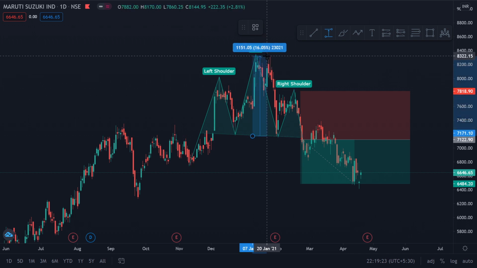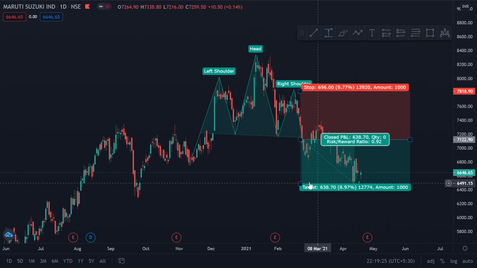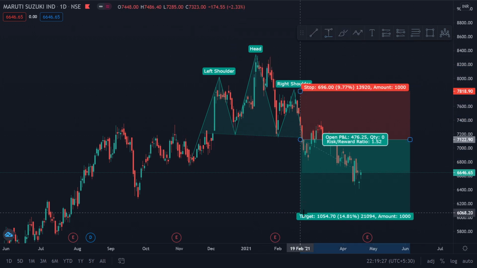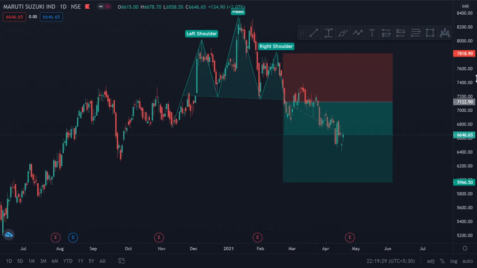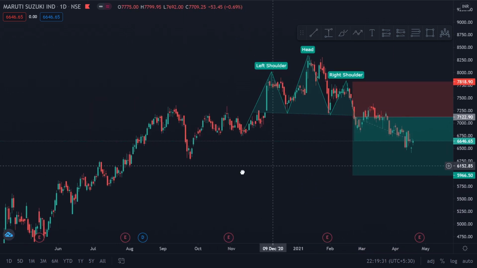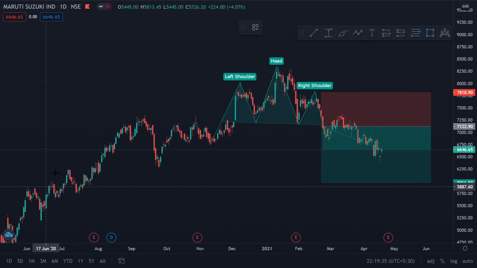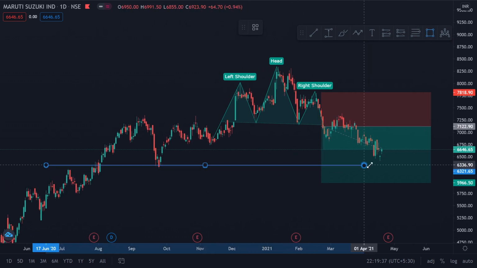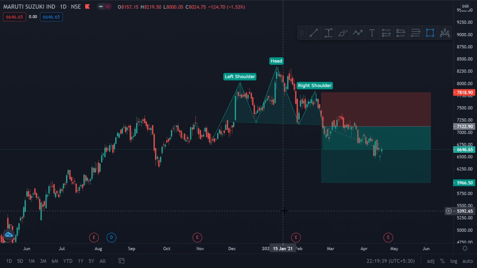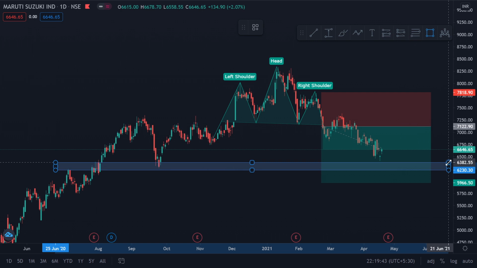My height of the head here was about 16%. So if I drag my profit till 16%, these are my expected levels of targets ideally. But then what else can I observe here? I can observe a zone of support here, right? So this is a support level I'm seeing.